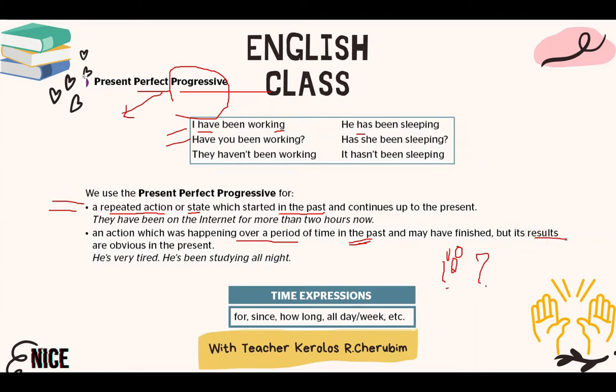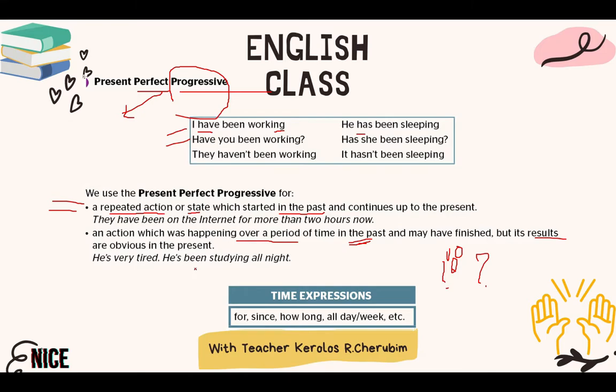But its results, here we are talking about the results. The things that were based on this action are obvious in the present. We can see the results right now in front of our eyes. Let's look at this example. He is very tired. He has been studying all night. That means he has been spending time doing his homework, doing his house chores, doing anything. And all of this stuff made him feel exhausted and he cannot do anything at the moment.